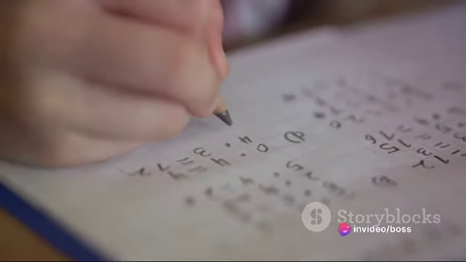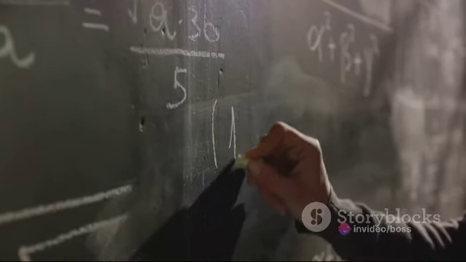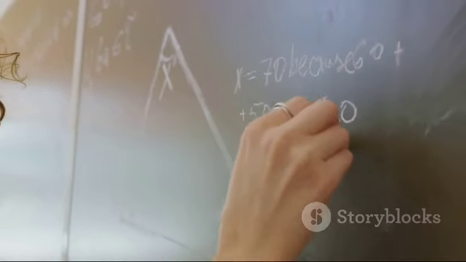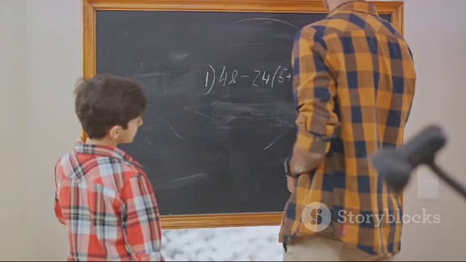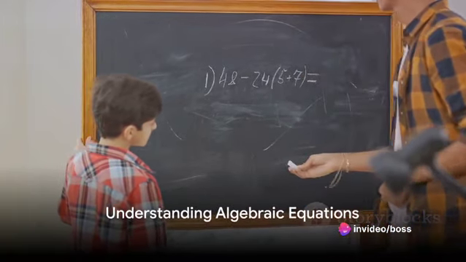Suppose you have an equation, x + 2 = 5. Here, x is the variable, and to find its value, we need to do a little detective work. Subtract 2 from both sides of the equation, and voila, x = 3. Simple, isn't it? Now let's level up a bit.